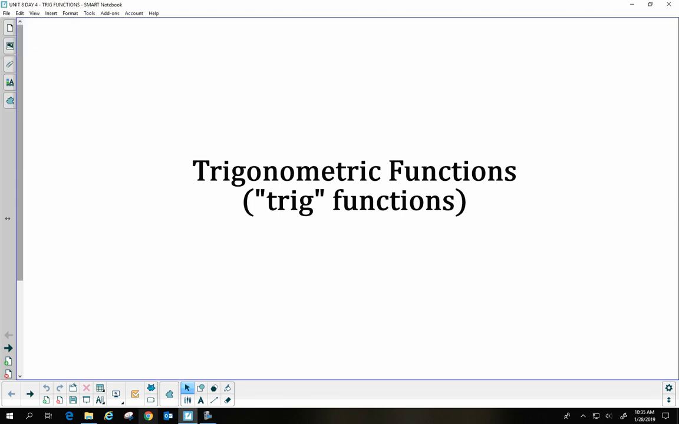Hey all, today we are going to stick with the right triangles theme as that is the unit, and we're going to talk a little bit about trigonometry. And trigonometry is a big word, it's a funny word, it's a word that usually scares people off, but it's not so bad, and I'm going to refer to trigonometric or trigonometry from this point forward as just trig. So we're going to talk about trig functions.